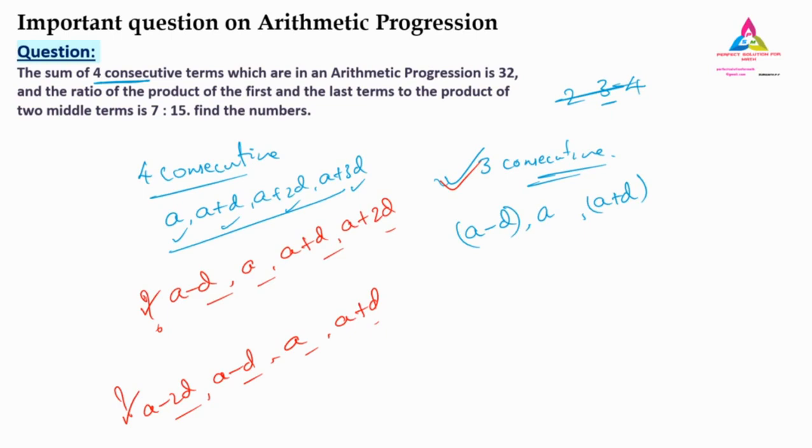Why am I telling you this is a lengthy part? Because when it comes to three consecutive terms and they have told the sum, for example, in this one you can see the sum of four consecutive terms which are in arithmetic progression is 32, meaning we have to add these 1, 2, 3, 4 terms. If I add all these four terms, the total I must get is 32, or in this case, again I have to add over here and I must get how much?